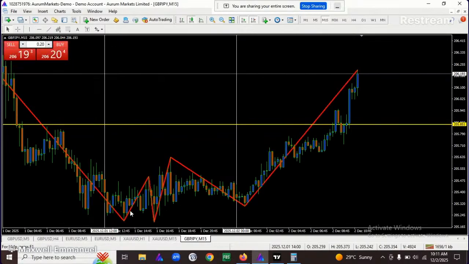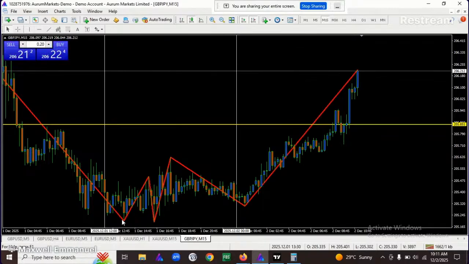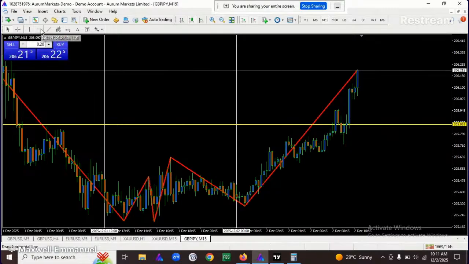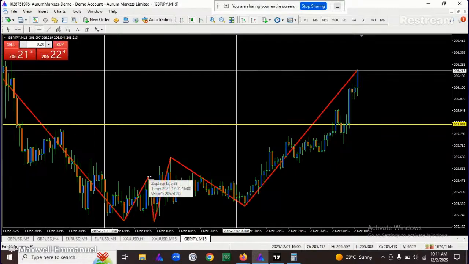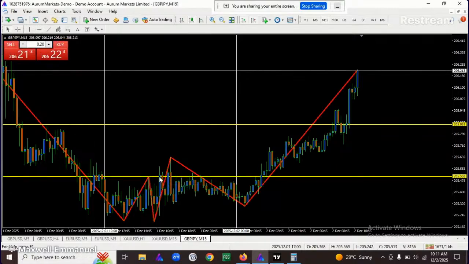So you can see on 15 minutes, the liquidity was swept at this point. They swept this low, and there was a shift in market structure at this point. So that's the reason for the buy. We had a shift in market structure here, and that is the reason I took this buy on GJ.